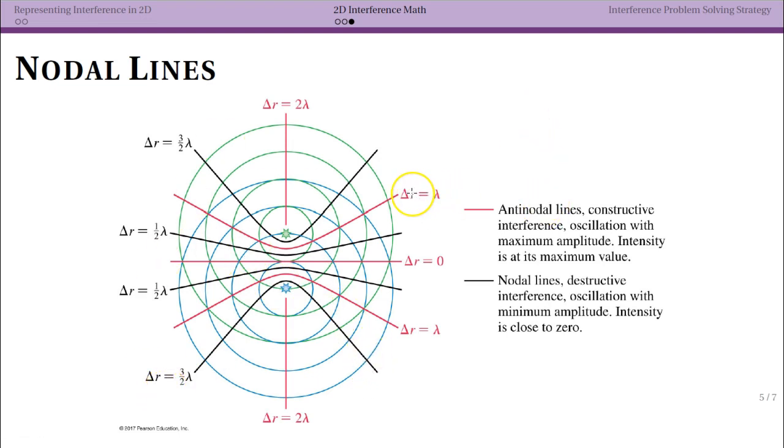So we call the red lines antinodal lines. Those are places where you always have constructive interference. And we call the black lines the nodal lines, which is where you have destructive interference. So remember, nodes mean you have 0, and antinodes means you have maximum values. And again, these are the shapes that you get.